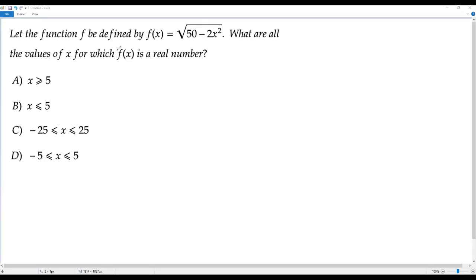Here we have a math problem in Algebra 2. Okay, let's go over the question. Let the function f be defined by f of x equals the square root of 50 minus 2x squared. What are all the values of x for which f of x is a real number?